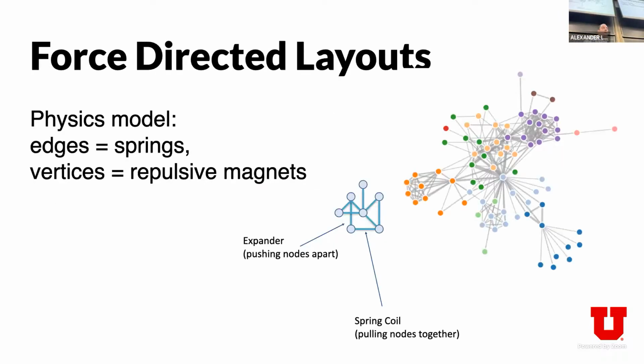Another very common network layout is the force-directed layout. This is an abstract physics model, the idea that edges act like springs that connect two nodes, and the vertices or nodes act like repulsive magnets. So they push each other away when they get too close to each other, but the springs pull them together. Typically the magnetic force is much weaker than the spring force, because otherwise you would just always extend the spring further into infinity.